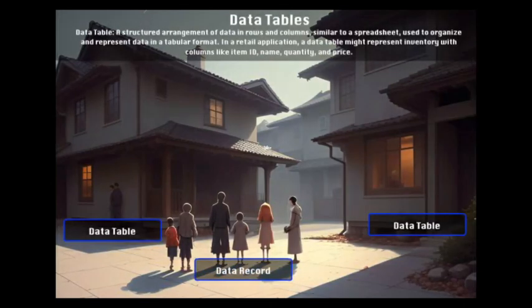Data table: a structured arrangement of data in rows and columns, similar to a spreadsheet, used to organize and represent data in a tabular format. In a retail application, a data table might represent inventory with columns like item ID, name, quantity, and price.